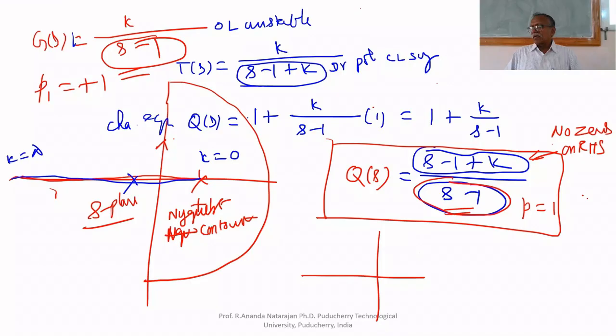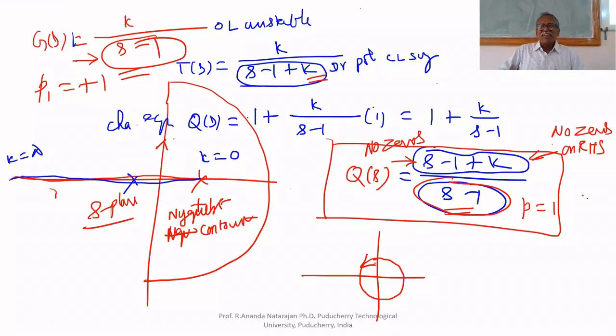No zero should be on the right hand side. It should not encircle in the clockwise direction. But it will encircle once in the anti-clockwise direction. Why? Because the denominator of Q of S is S minus 1. That is fixed. One open loop pole is on the right hand side. That's why it will encircle only once the origin. Therefore, the system is stable.